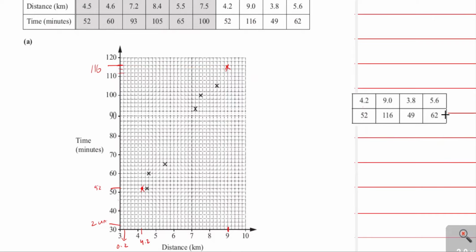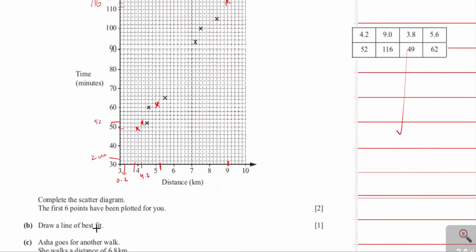Next is the 3.8 to 49. This is 3.9, 3.8, and this is 49. And this position will be 3.8 and 49. Next is the 5.6 and 62. This is 5.2 and 62. This position is 60, and this position will be 62.